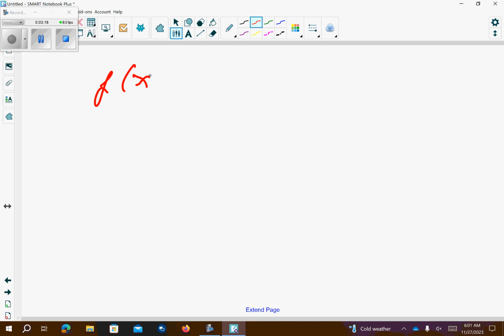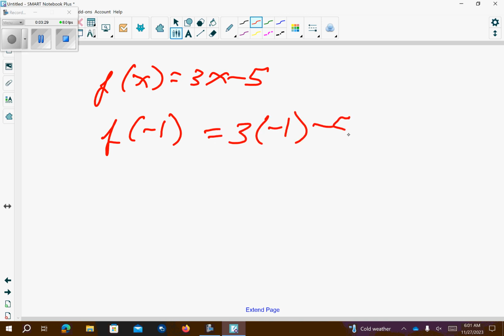Again, we have our equation. I just ran out of space on the last page. I have f at negative 1. I'm going to take negative 1 and plug it in for the x. Do the math. 3 times negative 1 is negative 3 minus 5, which is negative 8. That gives me the point negative 1 comma negative 8.